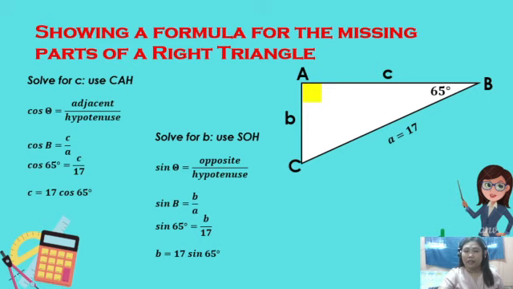Okay? Now, to find angle C, because angle B and angle C here are complementary angles, to get angle C, we subtract 65 degrees from 90 degrees to get the measure of angle C.